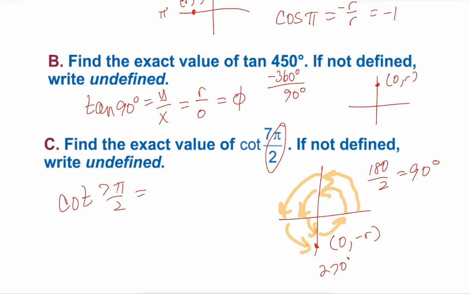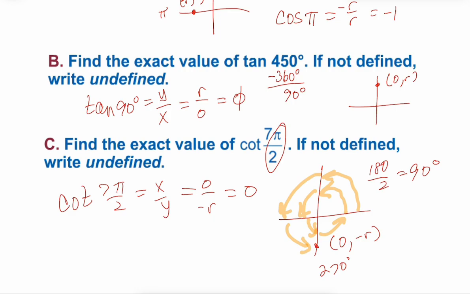Cotangent is the flip of tangent, so instead of y over x, it's x over y. So the x value at that location is 0, the y value is negative r, so the cotangent of 7 pi over 2 is 0. You put that into your calculator in radian mode, you put the actual pi button, 7 pi divided by 2, you're going to get 0.